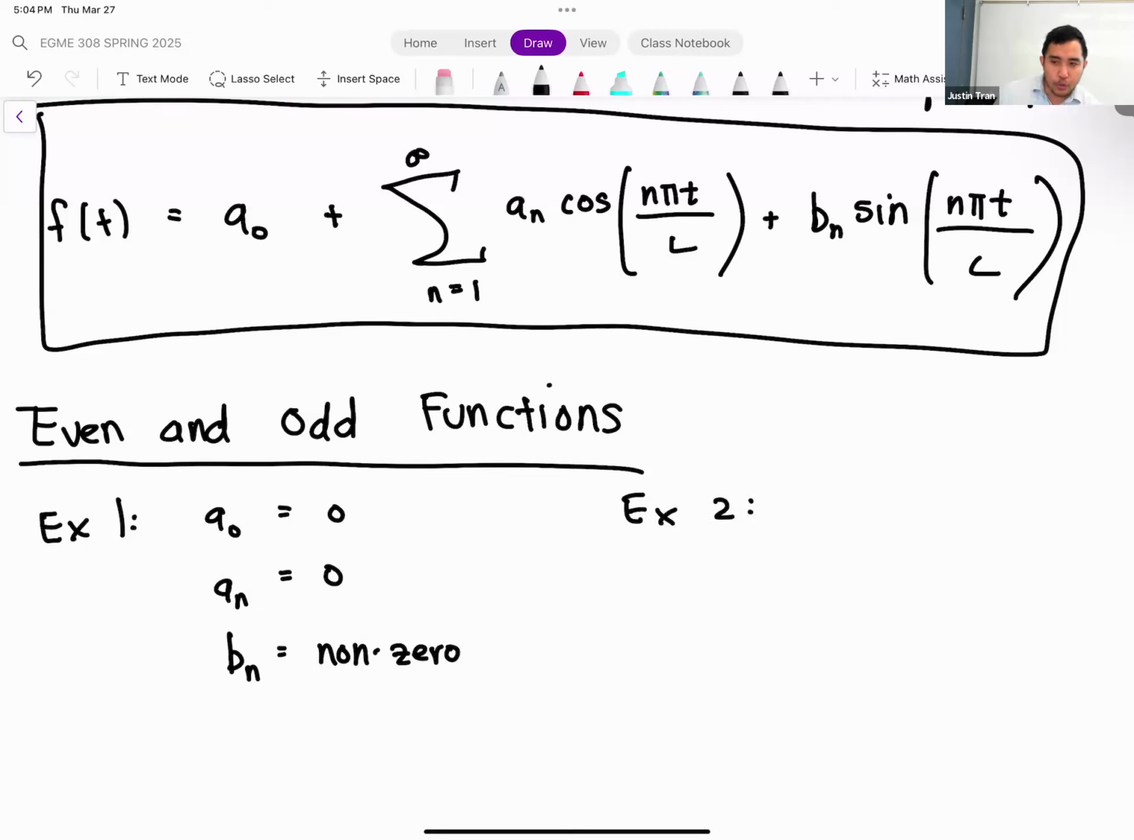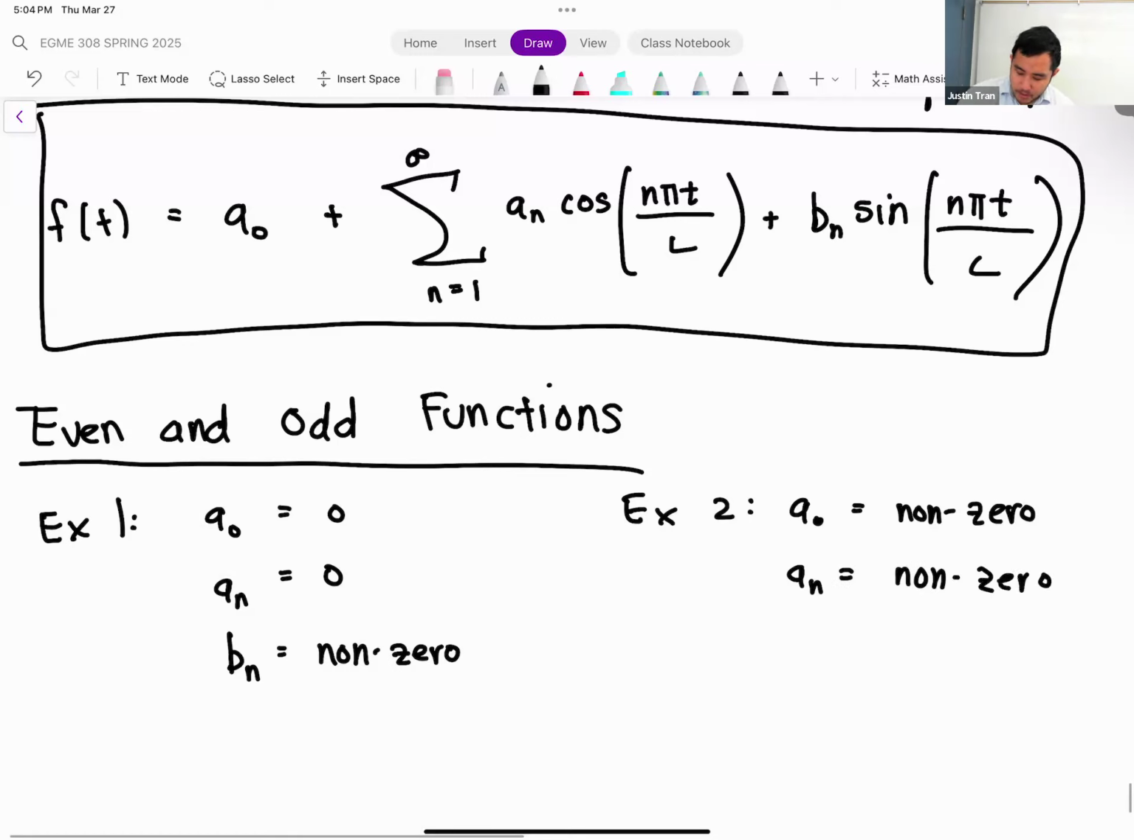And if we look at example 2, the one that we just did just now, right? We found that a0 was non-zero, an was also non-zero, but bn was equal to 0 for all values of n. So that's not an accident.